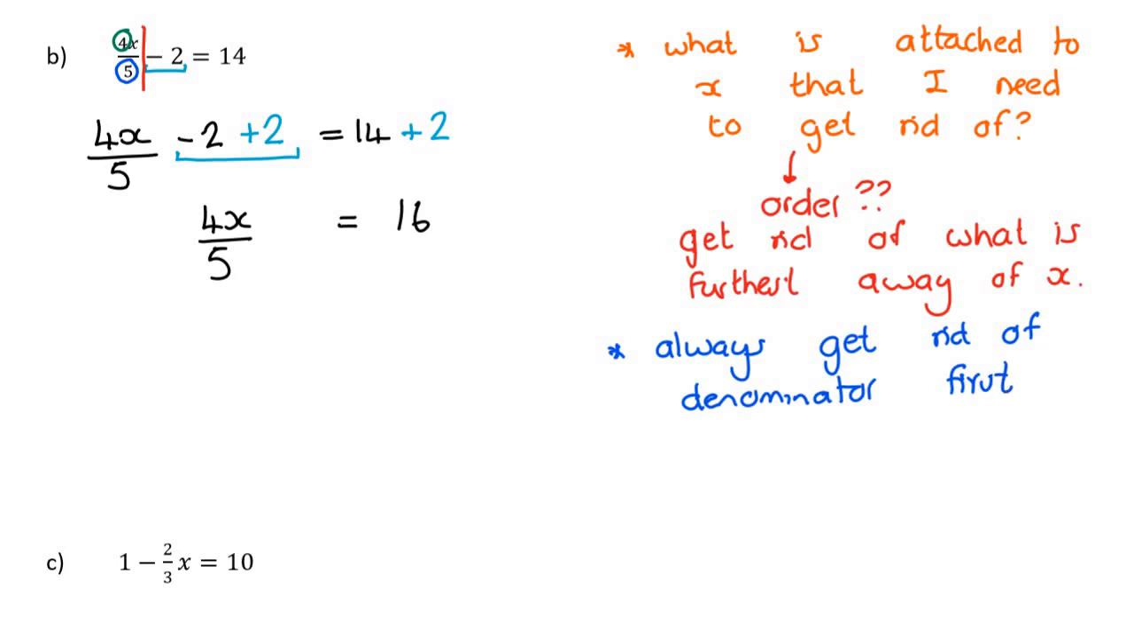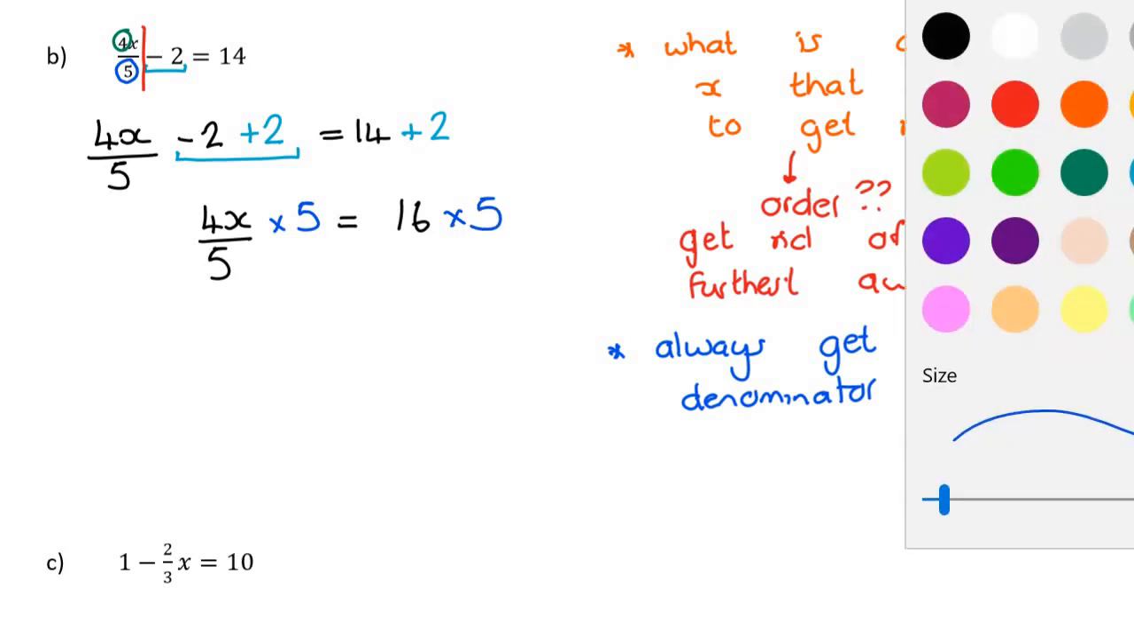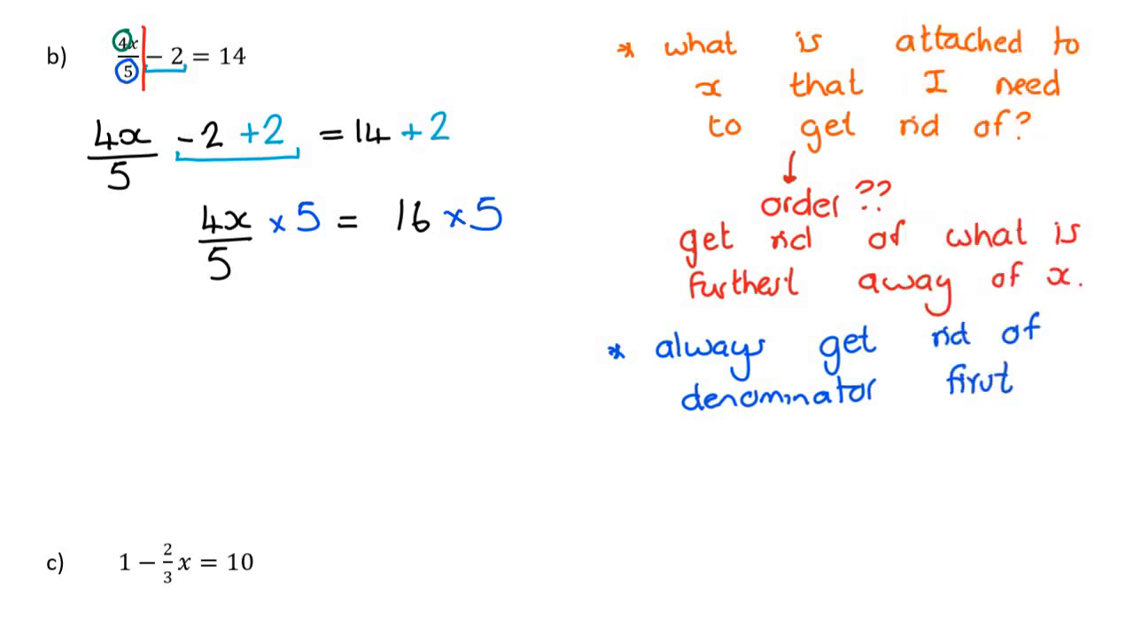So how do I get rid of dividing by 5? I'm going to multiply by 5. But what you do to one side, you do to the other side. So these 5s land up cancelling if I just do it really lightly. So I land up with just 4x, and 16 times 5 is 80, I think.